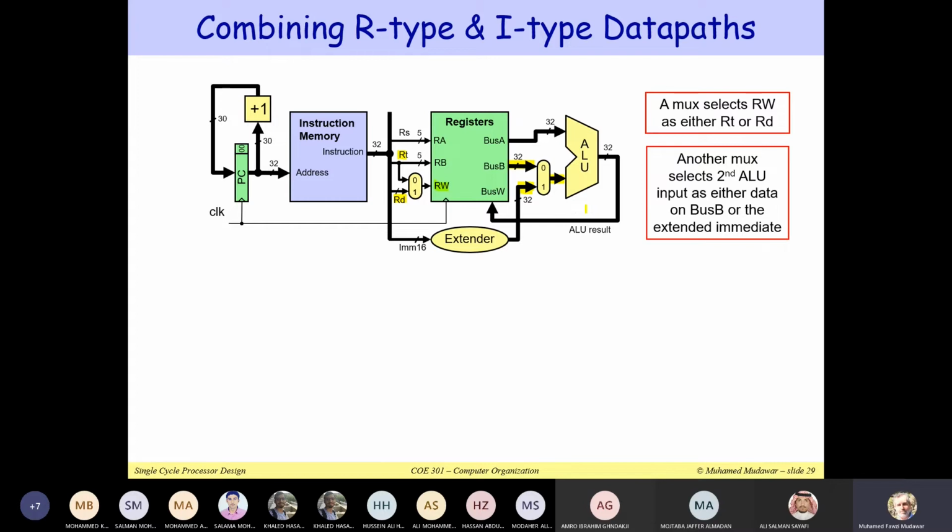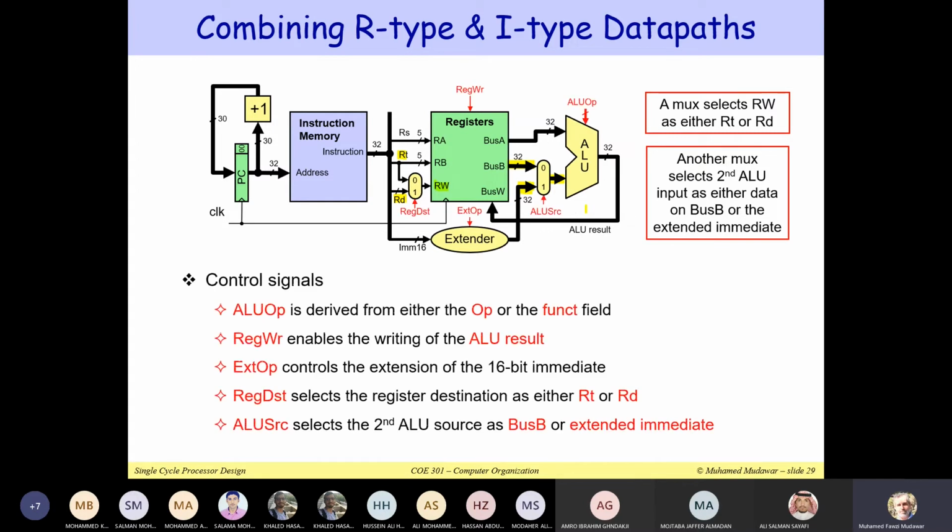Now, because I have introduced multiplexers, I need to control them. Every time you introduce a multiplexer, you have to control it. So we need to add more control signals. In addition to ALU op, register write, and the extender op, I need two more control signals. I need register destination. This is a very important control signal. If register destination is 0, we are going to write to register RT. And if it is 1, we are going to write to register RD.